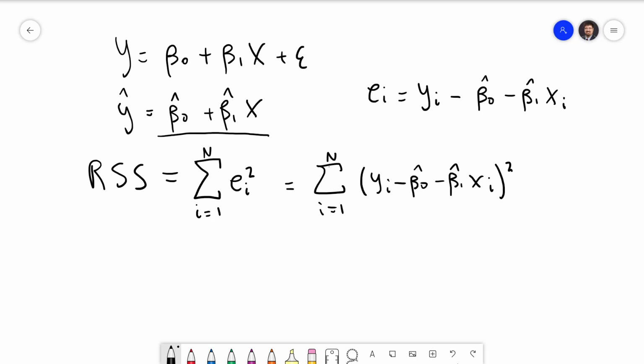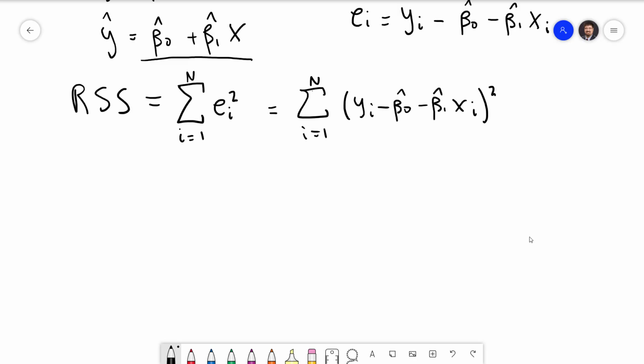Remember that e_i is the amount of variation that was missed for a single observation. Sometimes e_i is positive, sometimes it's negative. Squaring them is going to make them all positive. And then when we add them all up, this gives us a sense for the total amount of missed variation across the entire sample. We want to make this as small as possible.